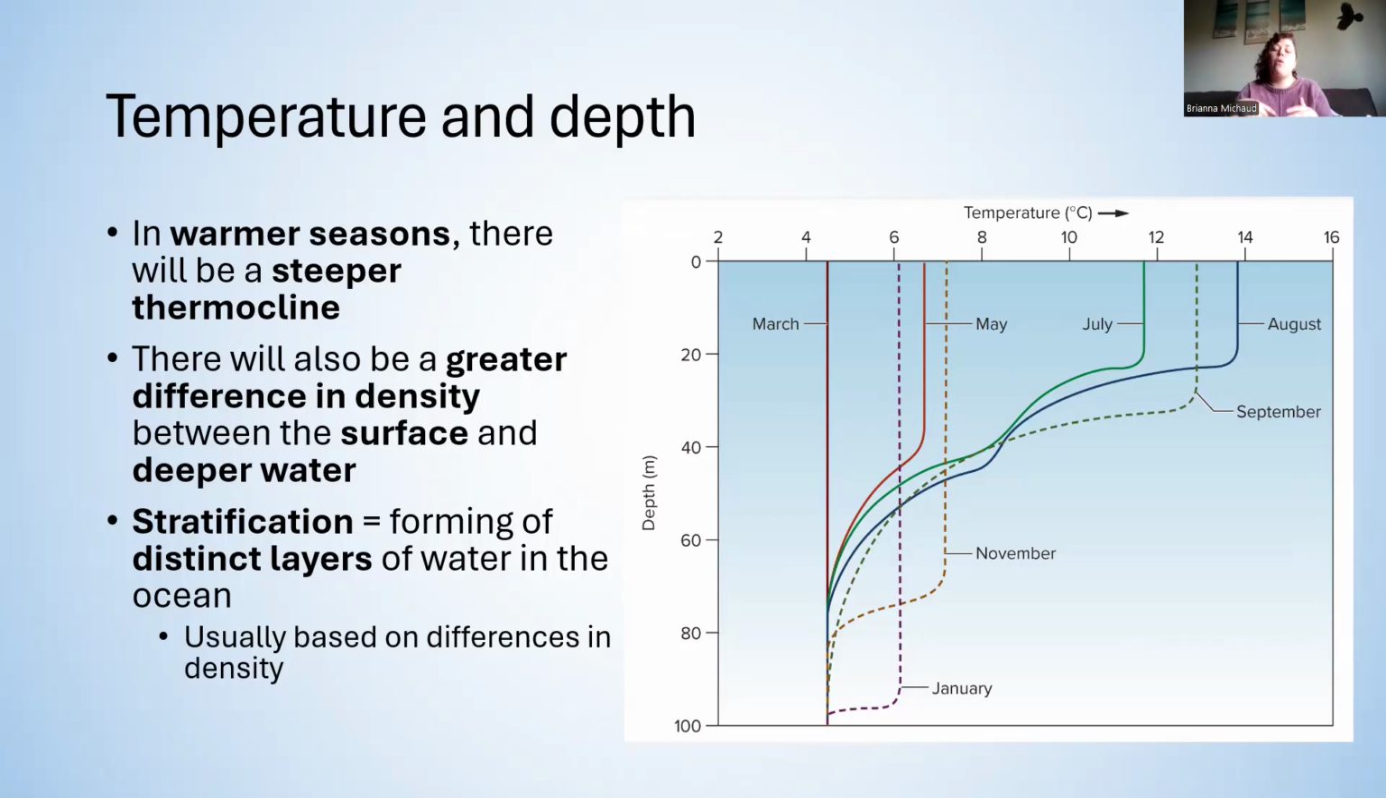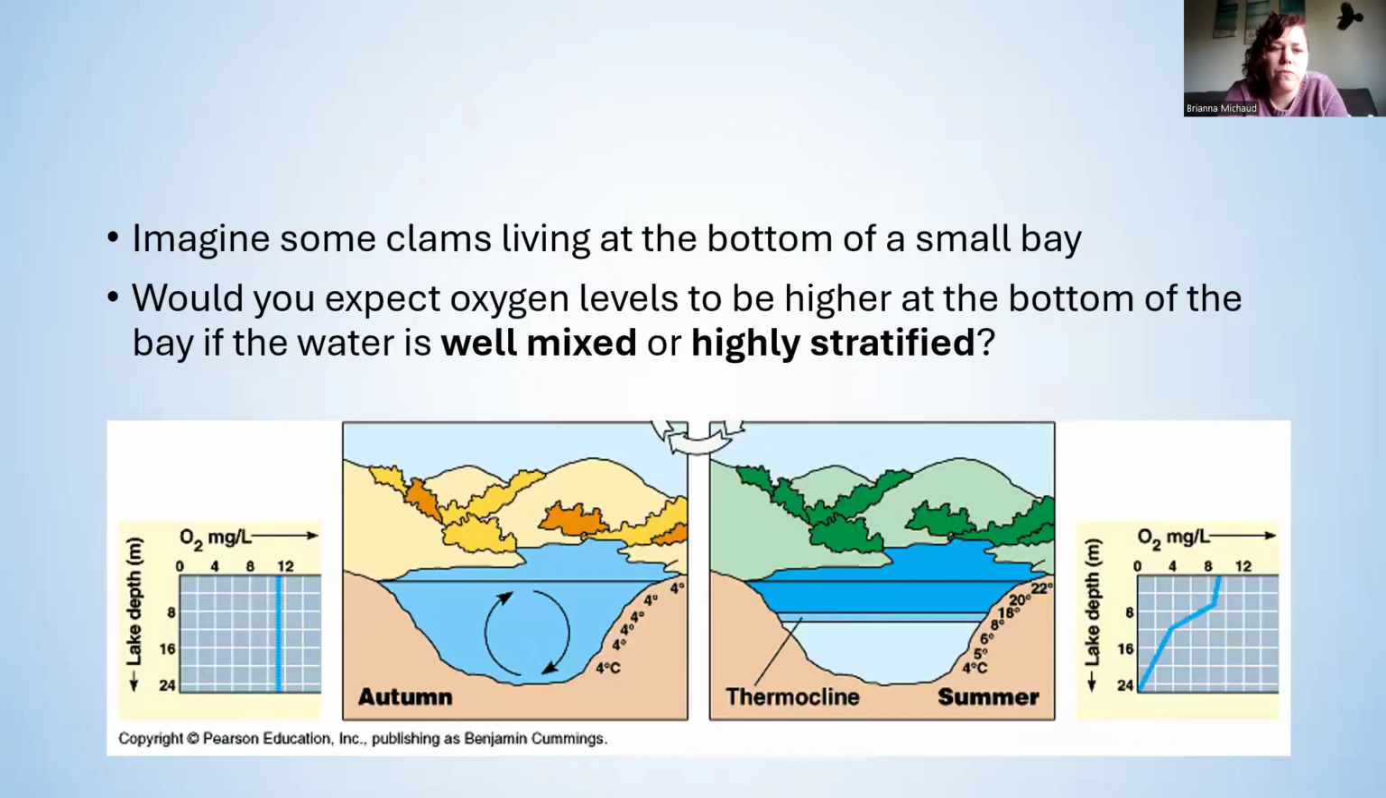And whether the water is what we call well mixed or whether it is stratified, again, where you have layers that are not mixing together, that has a big effect on the other properties of the water, things like nutrients and gases, that can affect living things. So, for example, let's imagine some clams living at the bottom of a small bay. You can see in the autumn, the water's very well mixed. Whereas in the summer, because you've got that really big difference in temperature, you have very stratified water where the water is not very well mixed.